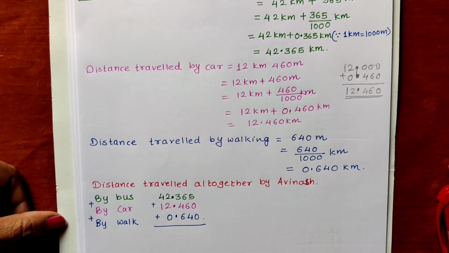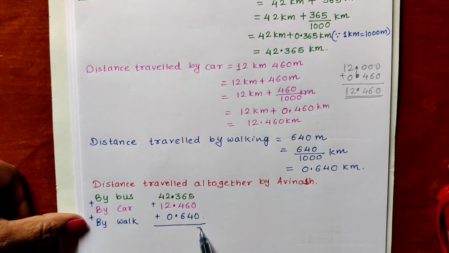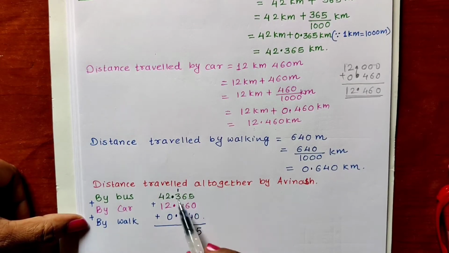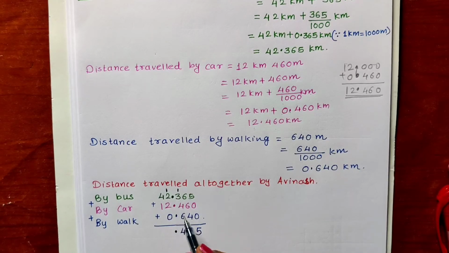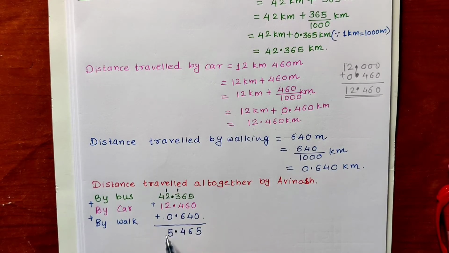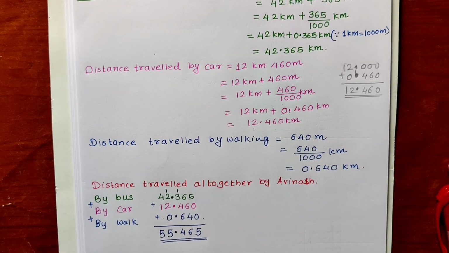Yes. So 5 plus 0 plus 0 is 5. 6 plus 6 plus 4 is 16. 6 written, 1 carrying. 3 plus 1 is 4. 4 plus 4 is 8. 8 plus 6 is 14. 4 written, 1 carrying. Point below point. Yes. 2 plus 2 is 4. 4 plus this carrying 1 is 5. And then 4 plus 1 is 5. Here no digit is there, so we write 5. So in this way we have got the total distance traveled by Avinash all together.